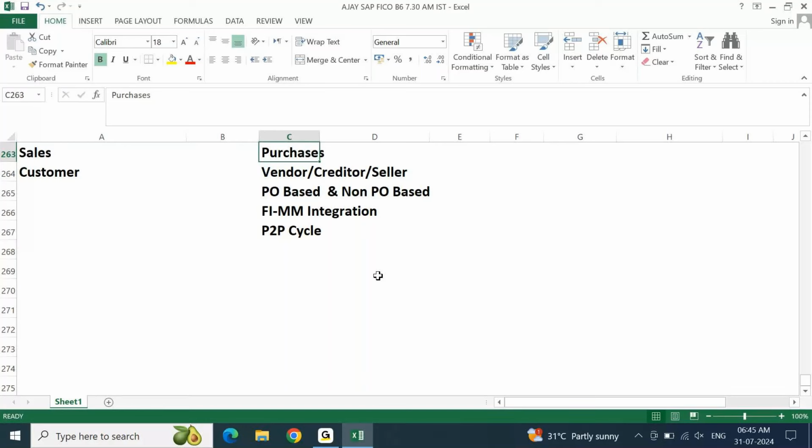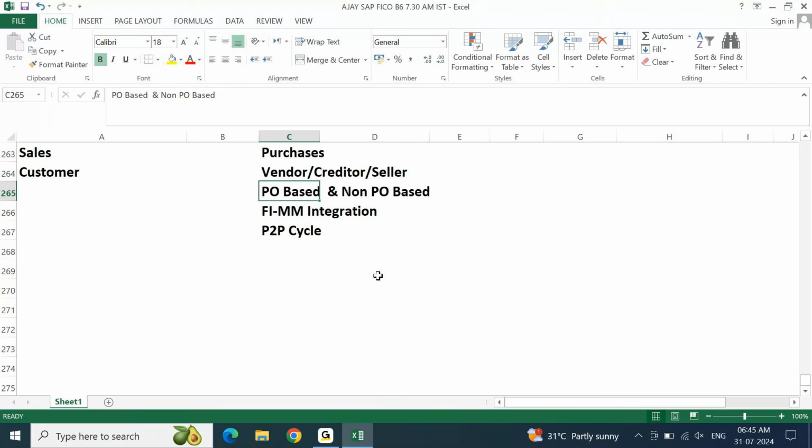In short, this is related to the basic idea of purchases. When you're talking about purchases, when you hear vendor for the first time, keep in your mind that it is related to FIMM integration, P2P cycle, purchase order. These points should get registered in your mind the moment you look at the vendor for the first time. Don't see FIMM integration as a separate topic.